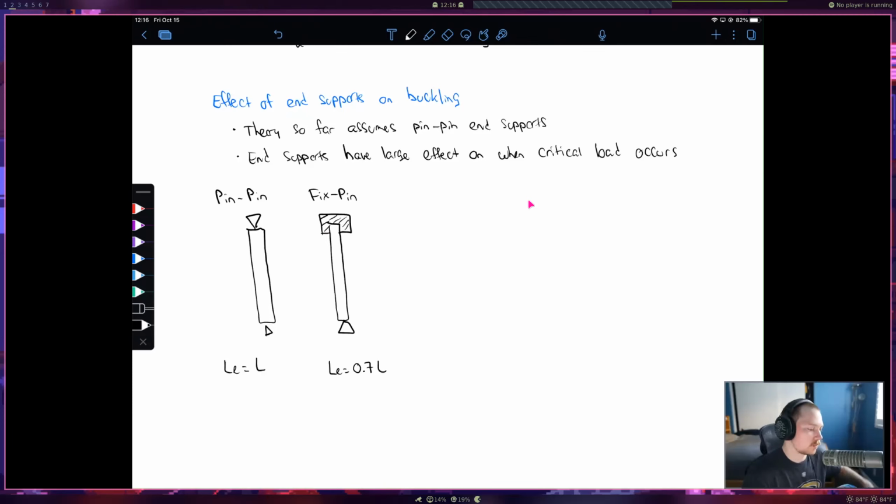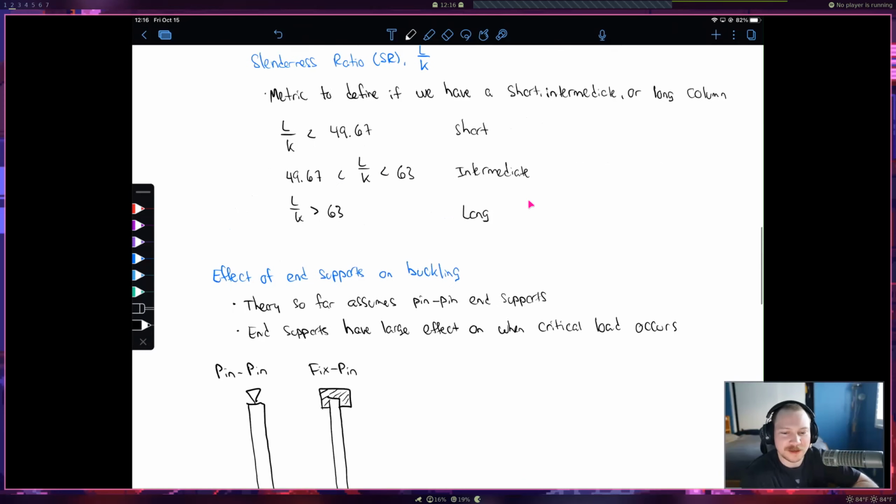Sorry, I missed a question. So, equal to 63. I know to be specific, but would it fall into long or intermediate? Yeah, actually, when I was writing this out, I was thinking about that myself. I need to double check that actually. I think if it's equal to 63, so if it's greater than or equal, I should have said, then it's a long column. But I'll double check that for when I do the data reduction video for this. And then this one up here, that should be less than or equal to. But I'll double check that.